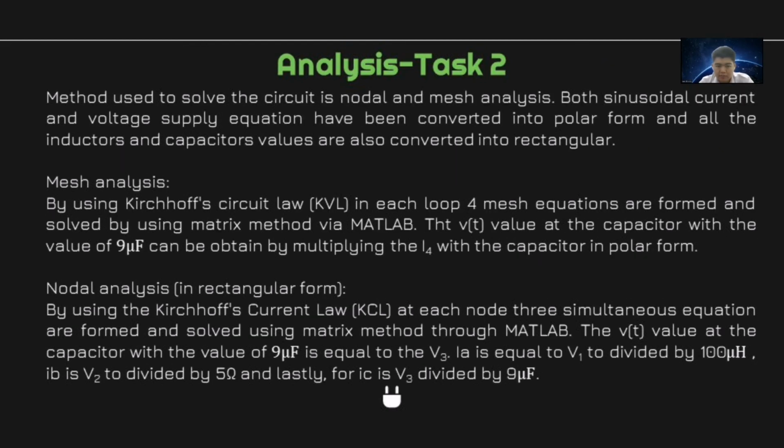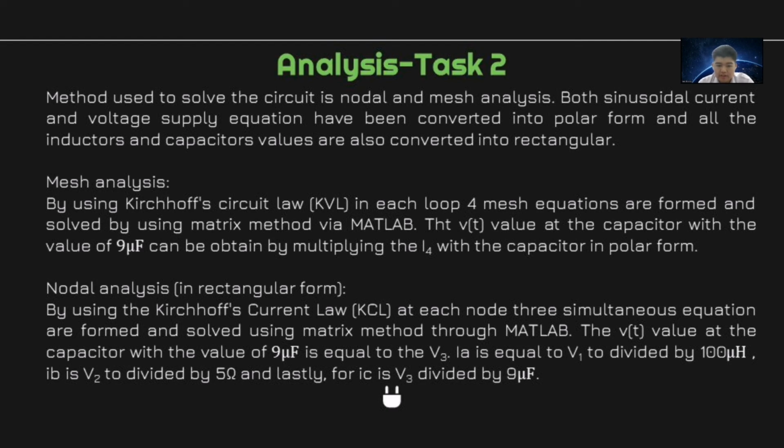In the analysis of task 2, the methods used to solve the circuit are nodal and mesh analysis. All sinusoidal current and voltage supply equations have been converted into polar form, and all the inductor and capacitor values are converted into rectangular form. In mesh analysis, by using Kirchhoff's voltage law in each loop, 4 mesh equations are formed and solved using the matrix method via MATLAB. The Vt value at the capacitor with the value of 9 microfarad can be obtained by multiplying I4 with the capacitor impedance in polar form.